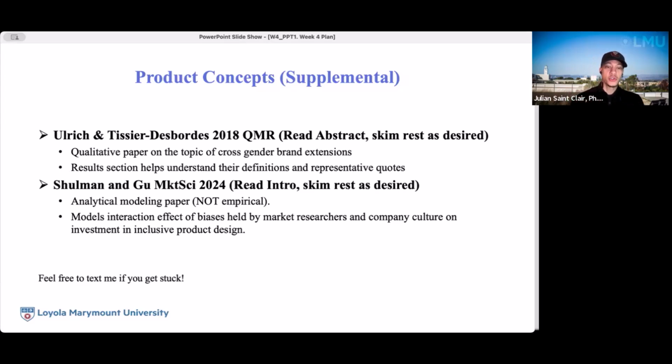The second paper is Schulman and Gu. It's in Marketing Science 2024, a very recent paper. It's on inclusive product design. It's a purely analytical modeling paper. Analytical, meaning there's no empirical data set.